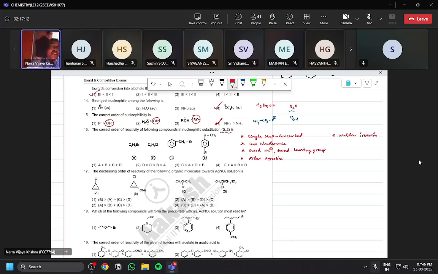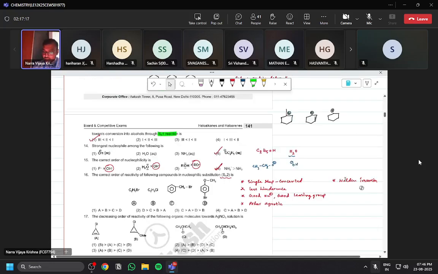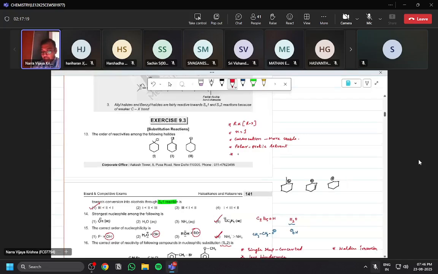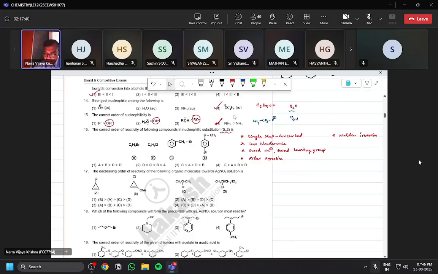Inversion slightly dominates retention. In case of SN1, racemization. Inversion slightly dominates retention. Correct, sir? Now in this case, here SN2 will not occur. No SN2.